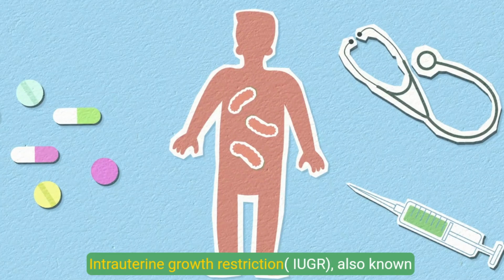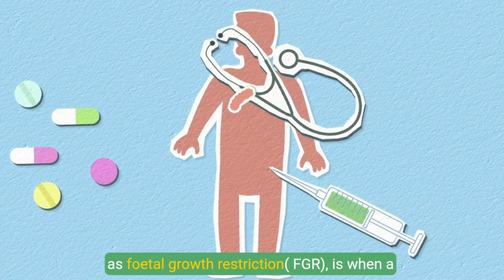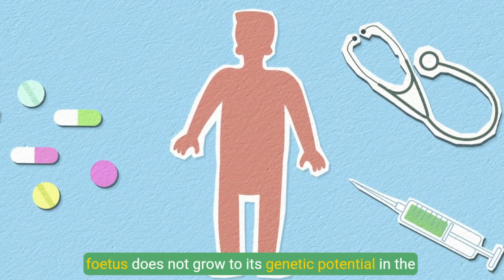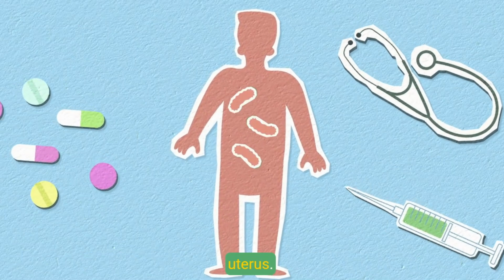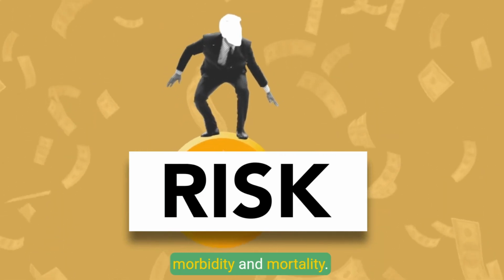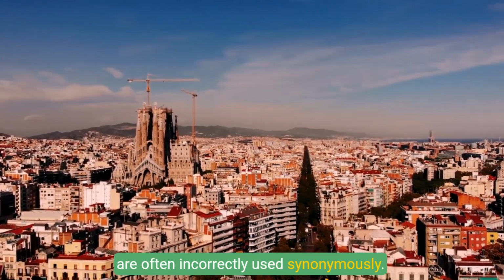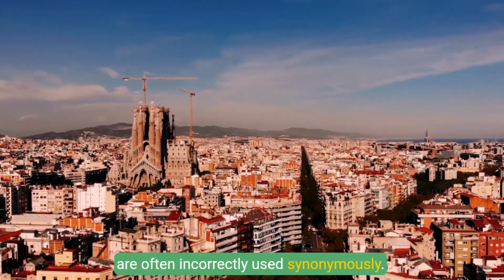restriction. Intrauterine growth restriction, IUGR, also known as foetal growth restriction, FGR, is when a fetus does not grow to its genetic potential in the uterus. IUGR is associated with an increased risk of morbidity and mortality. The terms IUGR and small for gestational age, SGA, are often incorrectly used synonymously.